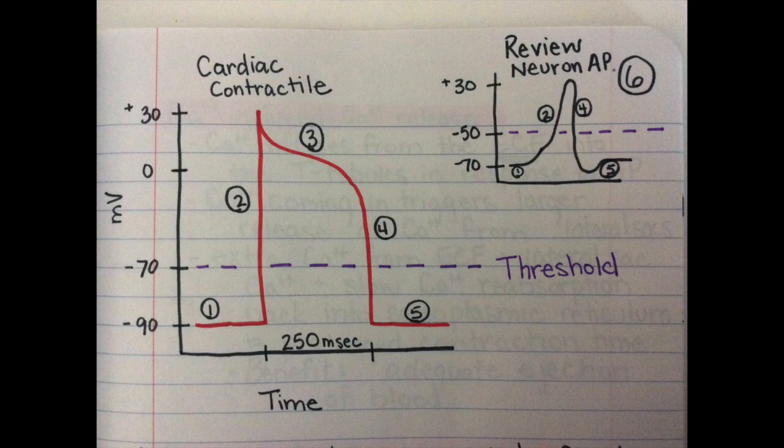The main difference between cardiac contractile tissue and neurons is step 3 in the diagram. This plateau phase is accomplished by the opening of calcium channels. The calcium channels open and allow calcium to come into the cell, which maintains this positive plateau of the action potential, prolonging its duration. After the calcium channels open, potassium channels then open and allow potassium to rush out of the cell, reestablishing its negative membrane potential.